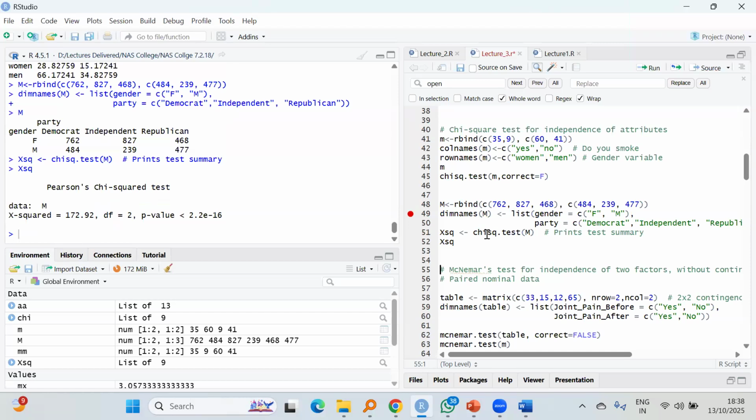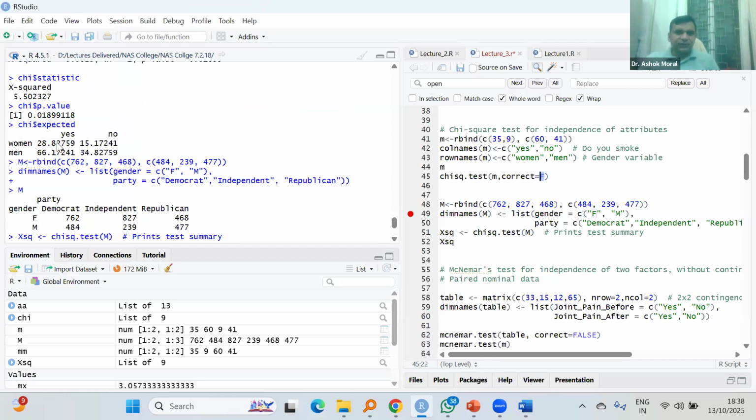Sir, in chi-square, why is correct equal to false written? Basically, there is one assumption regarding the chi-square test that in case of a 2x2 contingency table, each expected frequency should be greater than 5. If you see the expected frequencies in this case, all the expected frequencies are greater than 5. So in that case, there is no need of the Yates continuity correction. So this is regarding the Yates continuity correction.